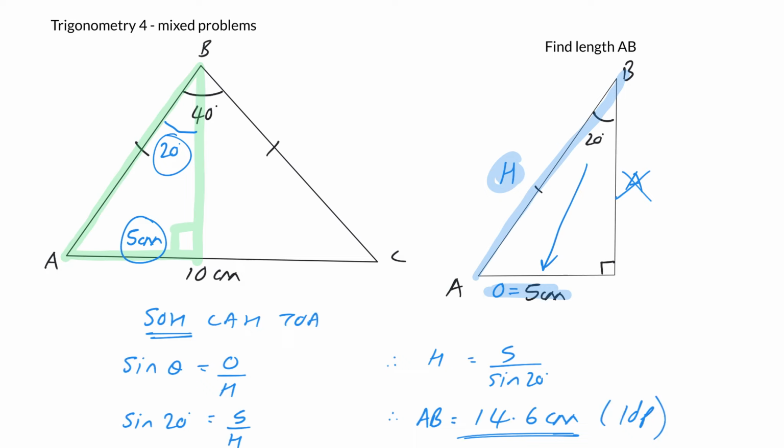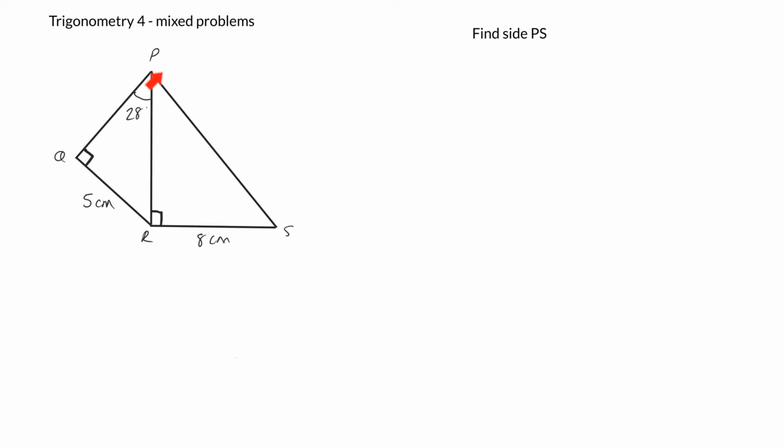Let's look at another question. In this question we're asked to find the length PS. There we go, side PS. What you need to recognise here is you've actually got two right angled triangles. So again, when you hear that right angled word, you start thinking about things like trigonometry and Pythagoras.